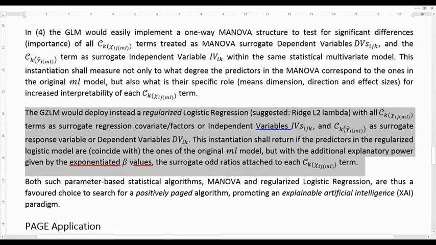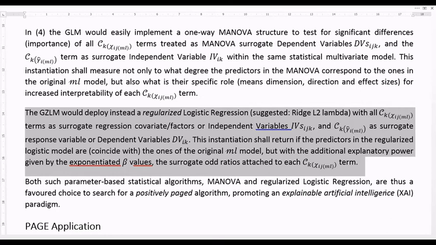In the context of the generalized linear model, it is possible to deploy a regularized logistic regression with all predictor terms acting as surrogate regression covariate factors or independent variables, and the target variable as surrogate response variable or dependent variable in the logistic model.